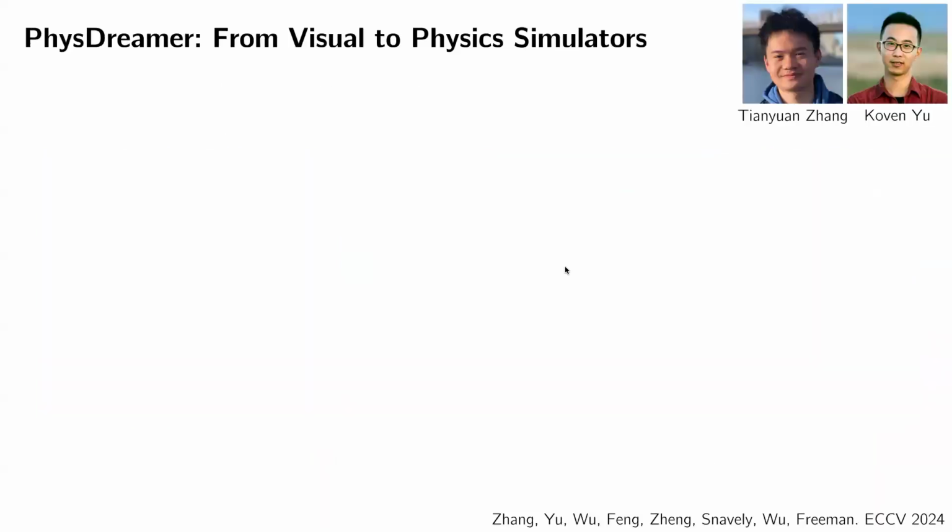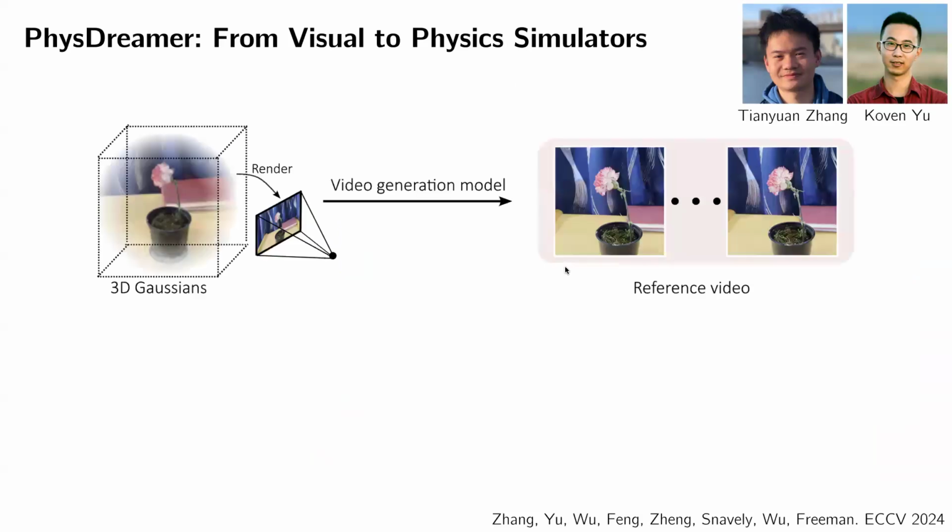In this work called FitStreamer, which is led by my PhD student Koben and Tianyuan, who is a PhD student at MIT with Bill Freeman, we did another very simple idea. Let's say you already have a 3D space in Gaussians. You can render it into a single image and send the image to a video generation model. You get a reference video. The reference video is supposed to look realistic, right? But it's just a video. It doesn't tell you any physical properties or geometry, but it's a realistic video.